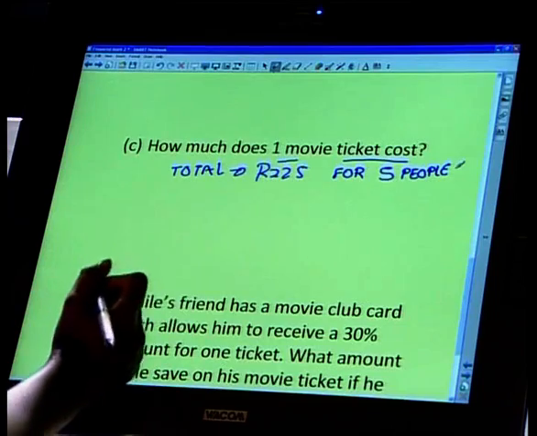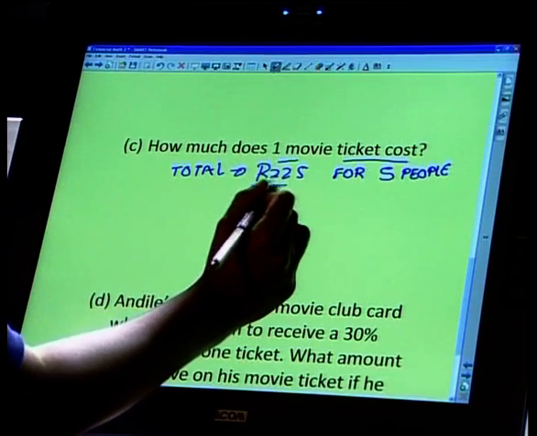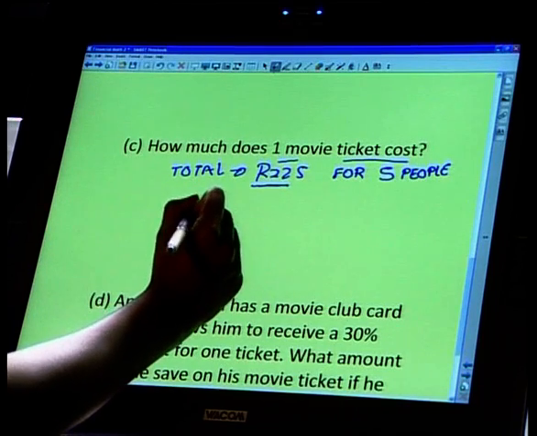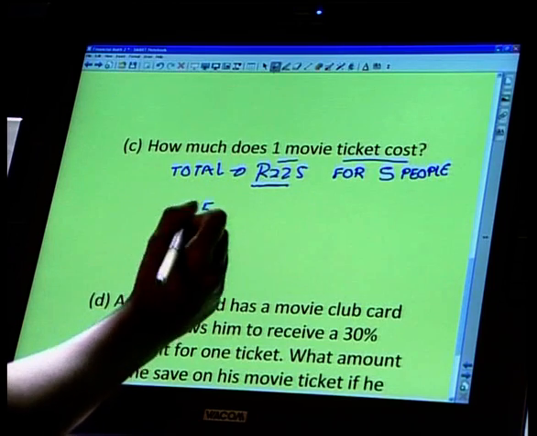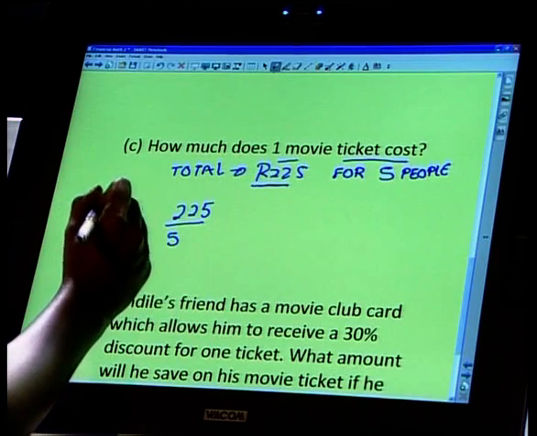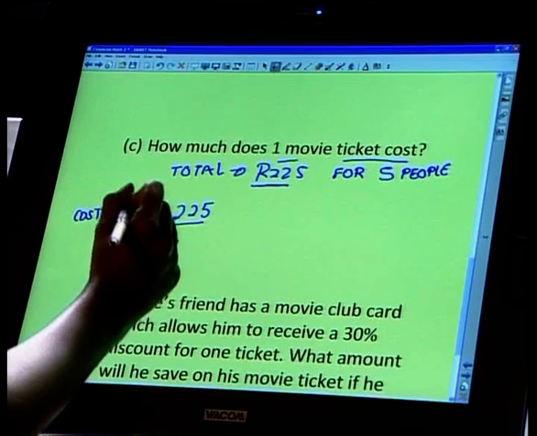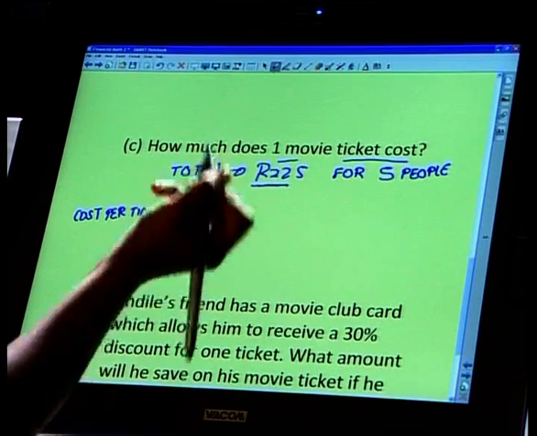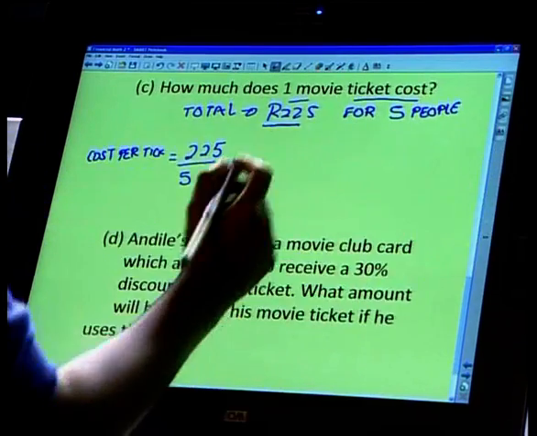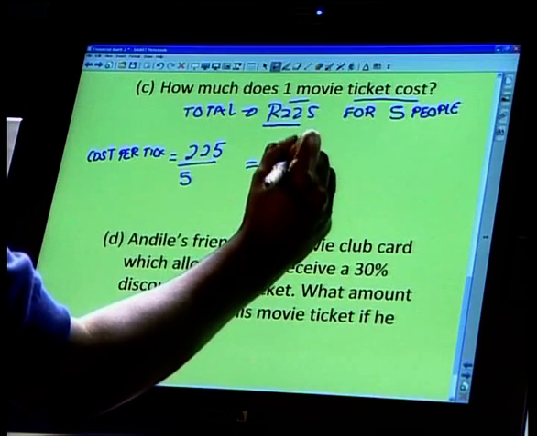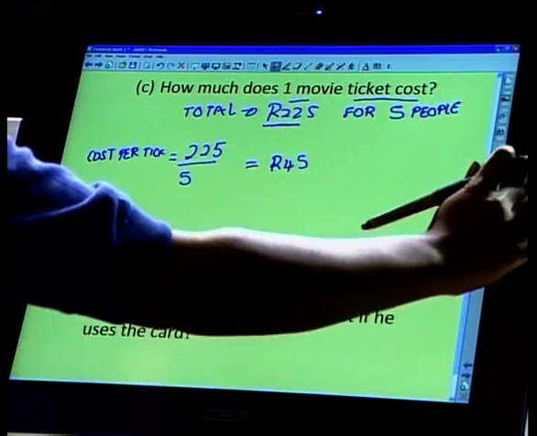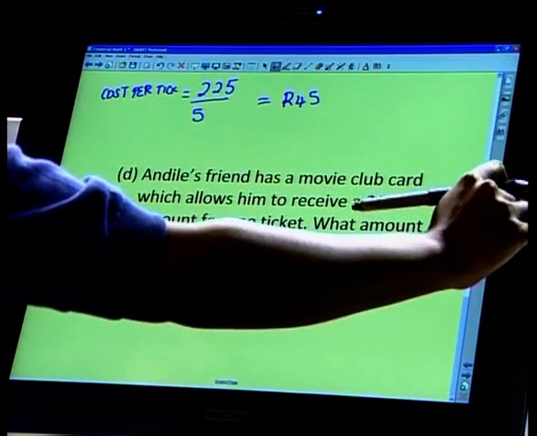So if I would like to know how much each person pays, all I have to do is divide the total cost by the number of people, and that will give me the cost per ticket. So in other words, the cost for each ticket. So it's 225 divided by 5, which gives us 45 Rand. So each movie ticket costs them 45 Rand. I hope that so far you've got these answers.